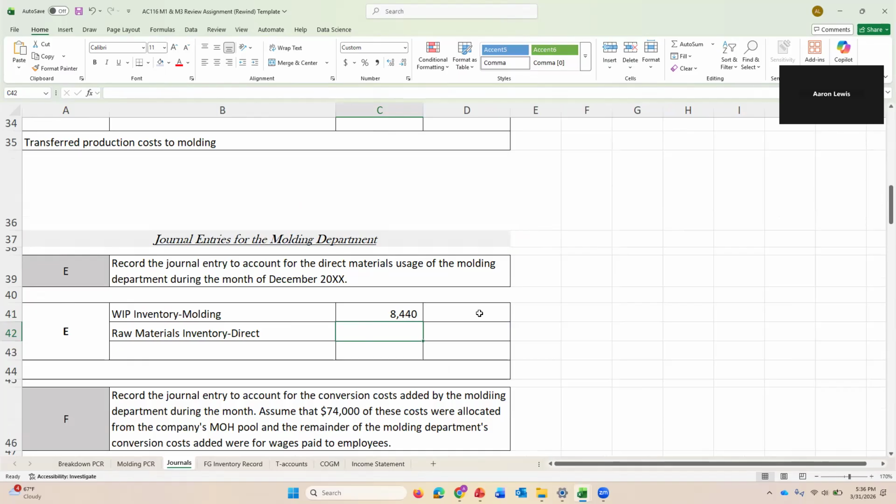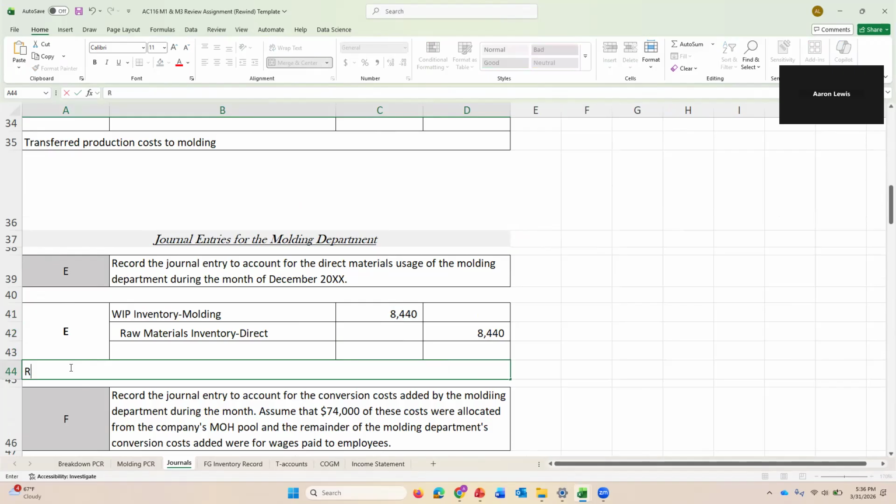Bring that over, and that is my debit to WIP inventory molding and my credit to raw materials inventory direct in this journal entry that we are recording, where I recorded materials used in molding.